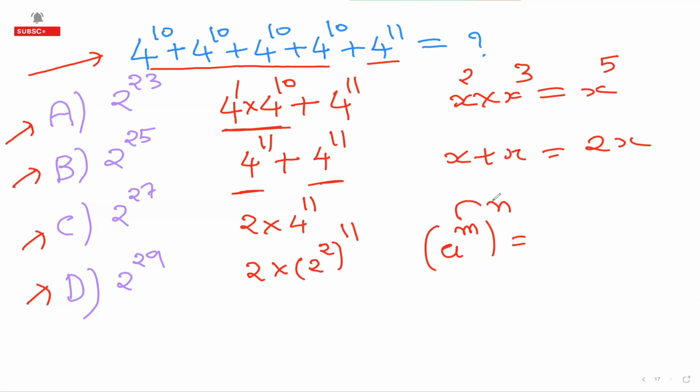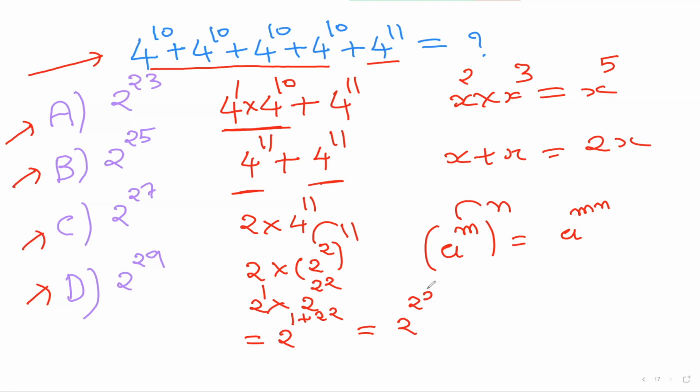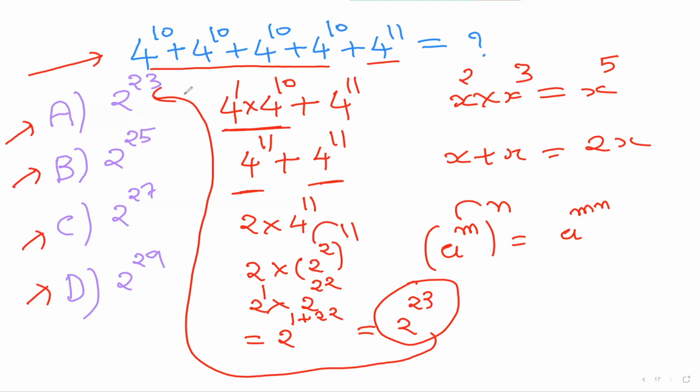Now, we do know that if there is a power and another power, then I can multiply these two. So a power mn. So I can do 2 times 2 power 2 power 11. So 2 times 11 is going to be 22. And this is 2, which is 2 power 1. Now when there's a multiplication, we add the power. So that's going to be 2 power 1 plus 22, which is going to be 2 power 23, which is our final answer. And that is matching with our answer A.